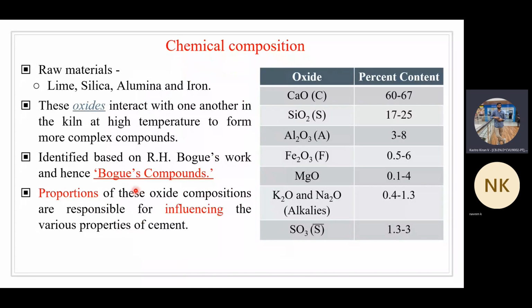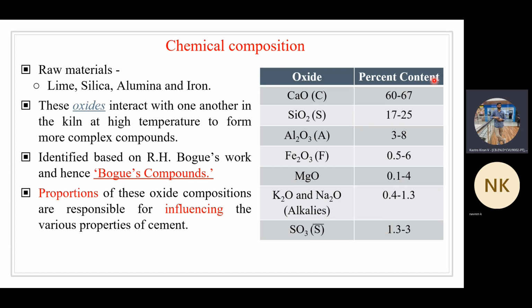The proportions of these oxide compositions are the ones which are going to influence the properties of the cement. So why are we getting different types of cements like ordinary Portland cement, rapid hardening cement, quick setting cement, extra rapid hardening cement, sulfate resistant cement?